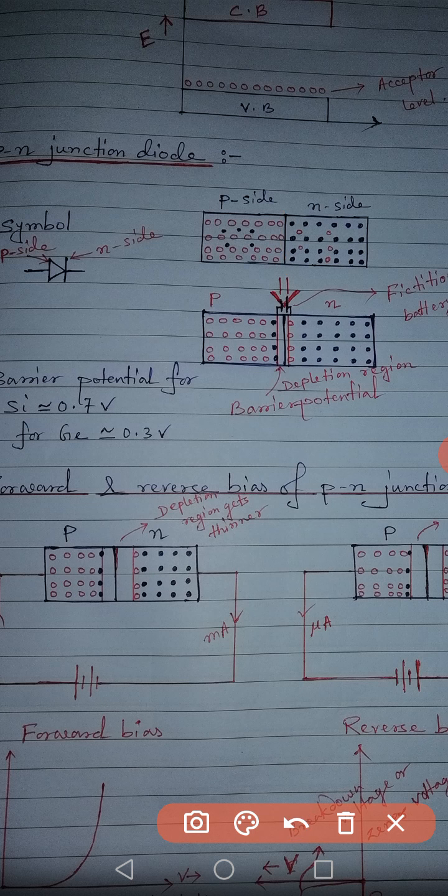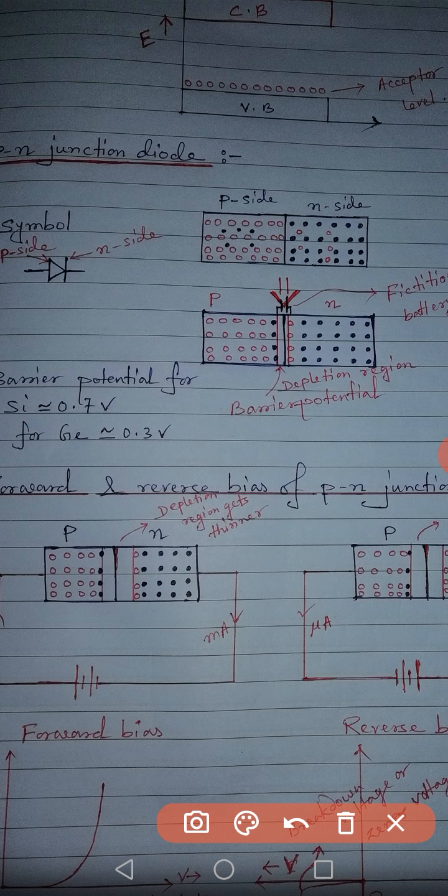Similarly, since the majority carriers on the p side are holes, for holes the p side is the higher concentration region and the n side is the lower concentration region. So some holes will move from the p side to the n side and some electrons will move from the n side to the p side. This process of diffusion will continue for a particular time. For how long will this process continue?